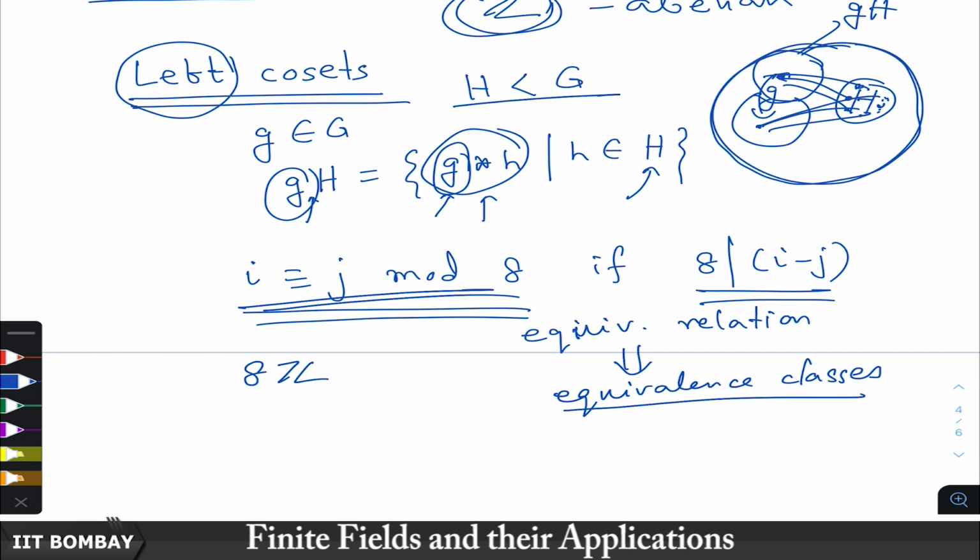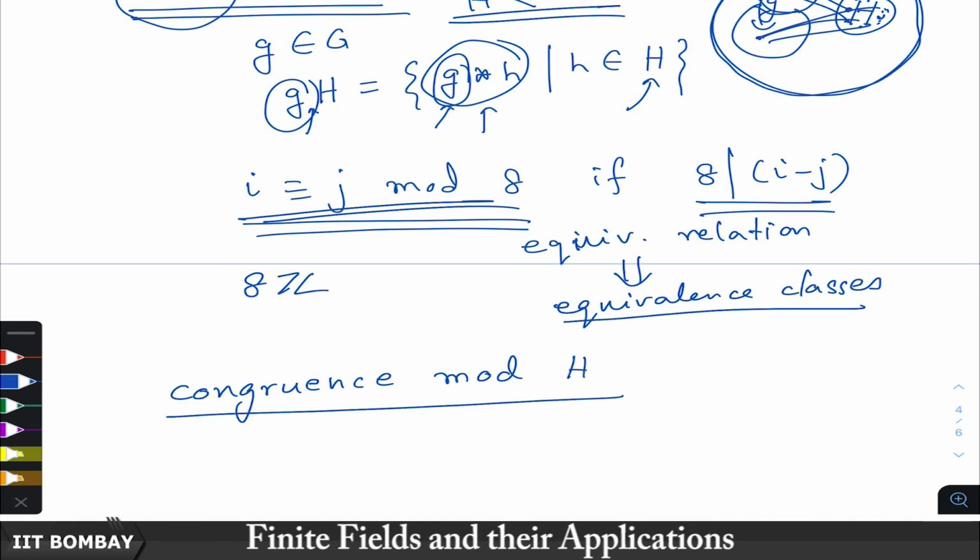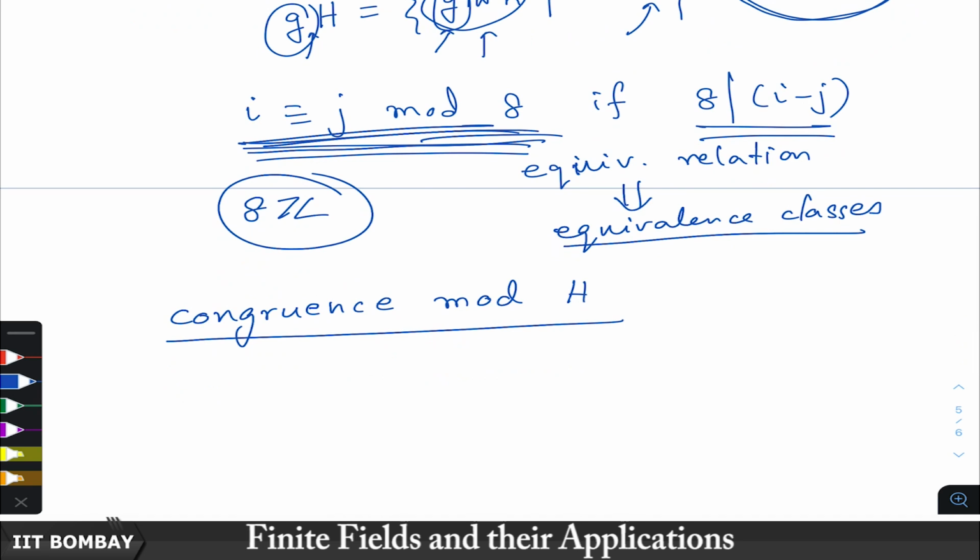We will see a similar thing. In general, for any subgroup H of G, we will see that those left cosets are actually the equivalence classes for some equivalence relation. So, what is that equivalence relation? The equivalence relation is called congruence modulo the subgroup. So, here we said congruence modulo 8. Here we are saying basically in this case it will be congruence modulo 8Z, the group 8Z. Okay.